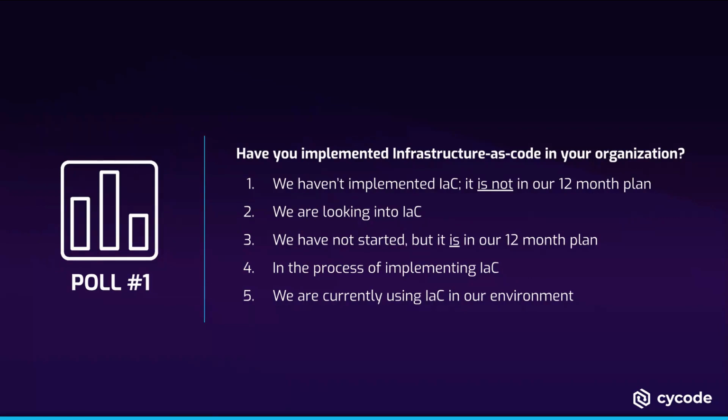Today's first poll question is, have you implemented infrastructure as code in your organization? The options are, number 1, we haven't implemented IaC and it is not on our 12-month plan. Number 2 is we're looking into infrastructure as code. Number 3 is we have not started, but it is on our 12-month plan. Number 4, we're in the process. And number 5 is we currently use infrastructure as code. So if you can go ahead and start answering that, we'll see what you think.